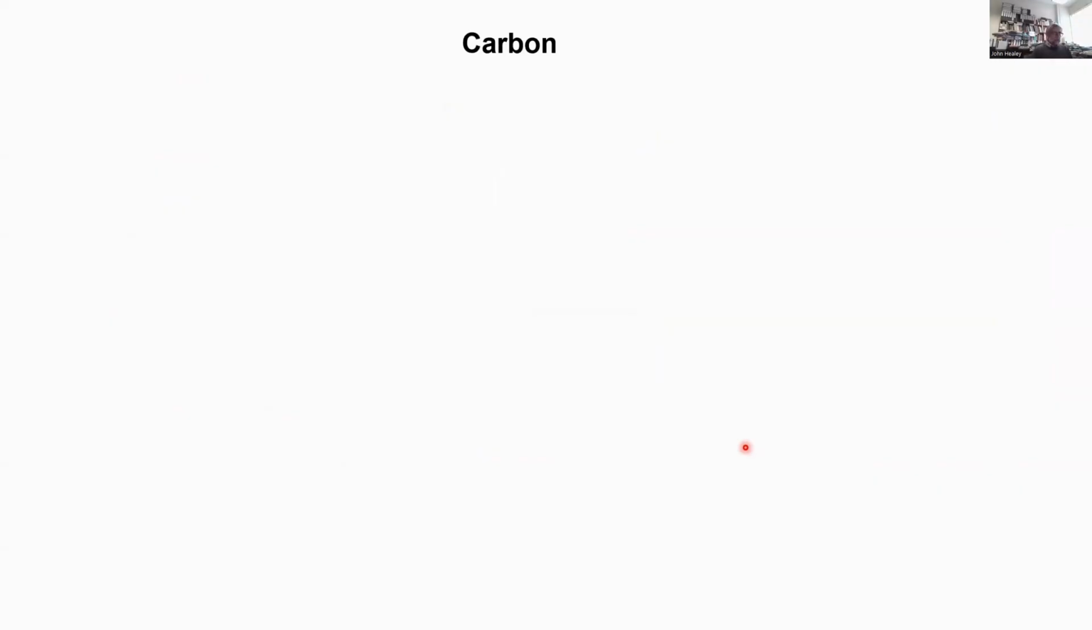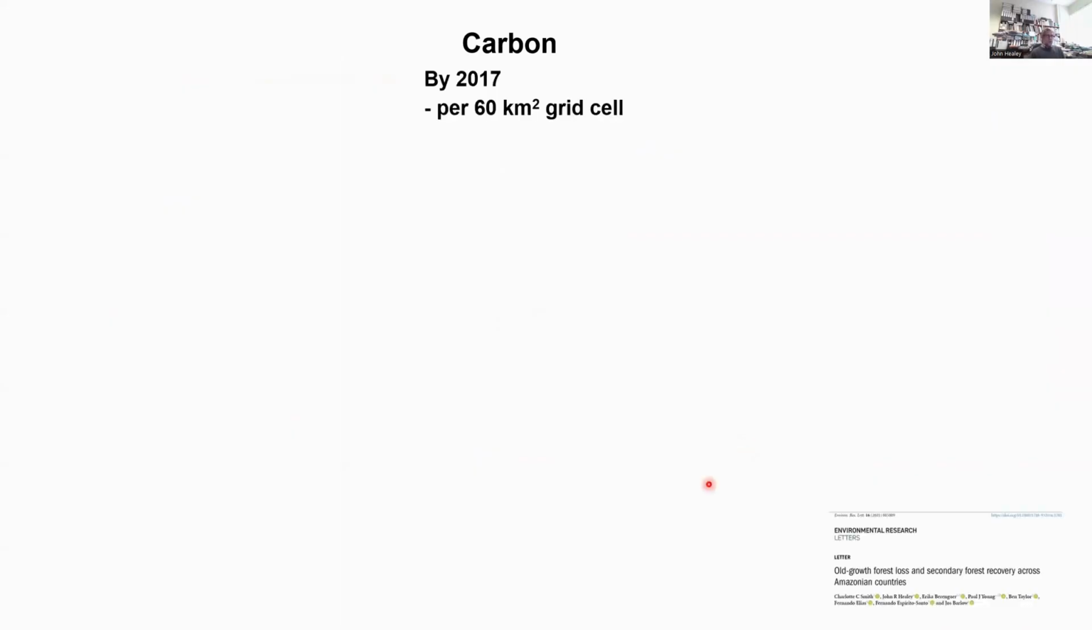So, leading to the title of the talk, I'm going to show you, first of all, in a spatial sense, one part of Charlotte's analysis to start to look at the implications of these dynamics in terms of carbon stock changes and carbon emissions. So I'm going to show you in this first slide how we reported the data in this paper, which was making a geographical comparison across the Amazon countries and the different states in Brazil. And it's where things were by 2017, summing what had happened during those 32 years, done on a matrix of 60 square kilometer grid cells.